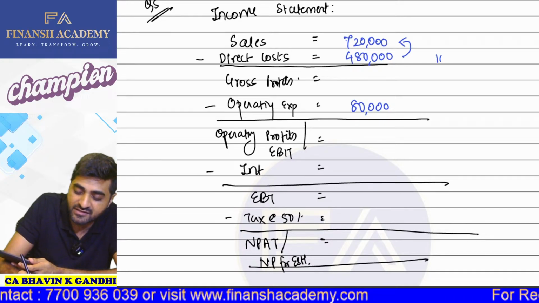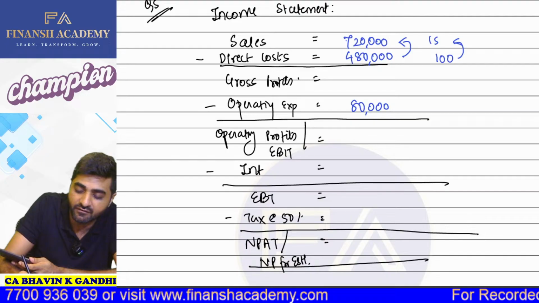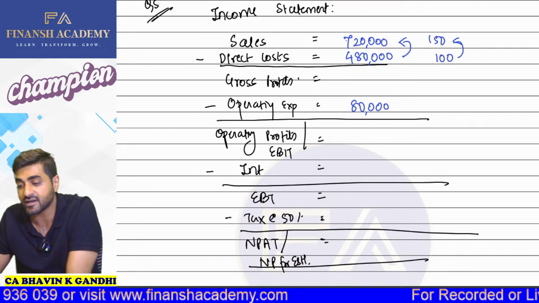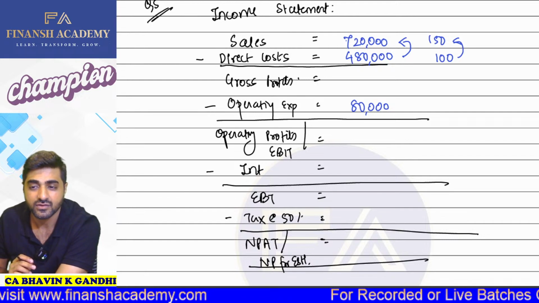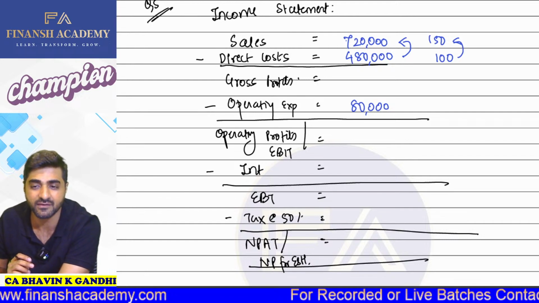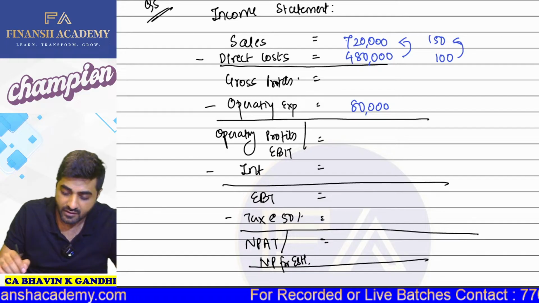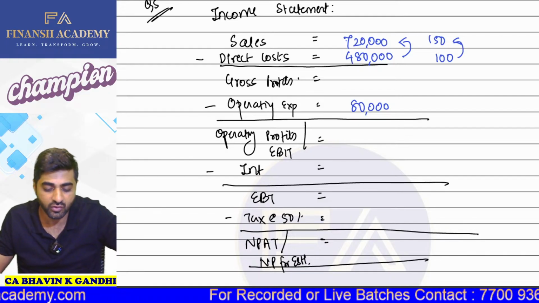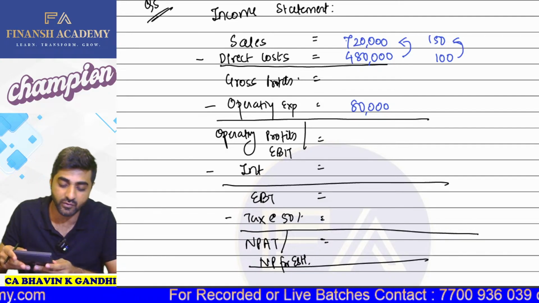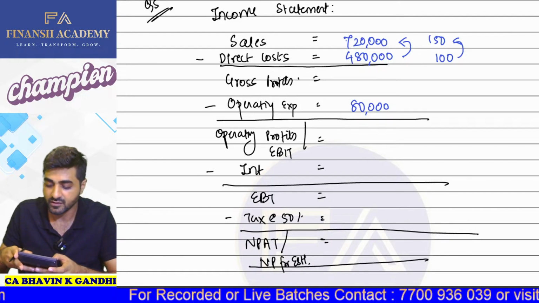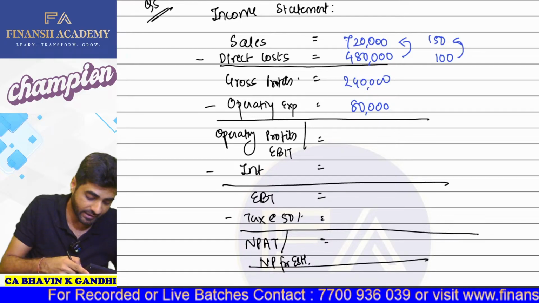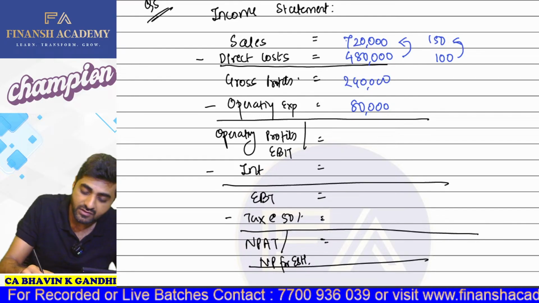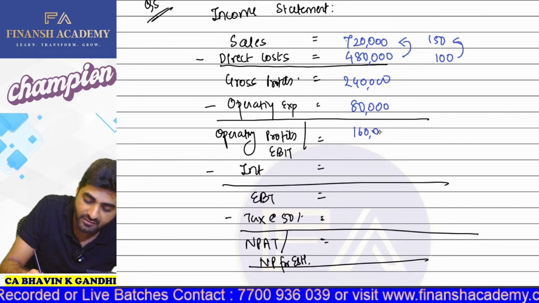So guys, it is something like this. If this is 100 now, then it is sold at 150%. Meaning it is sold at 150 of the direct cost. So that is why this will be 7 lakh 20. To this we are going to subtract now 4 lakh 80. So this is 2 lakh 40, from which we'll be subtracting 80,000. So this will be 1 lakh 60.